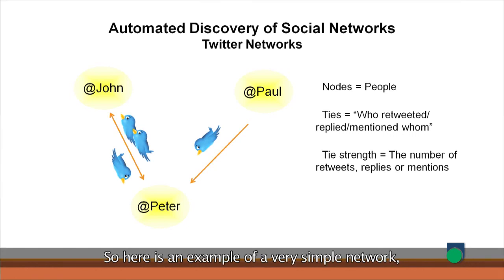So here's an example, a very simple network of three users of this platform: John, Paul, and Peter. You can see John and Peter essentially talking to each other. Peter sent two messages to John, and John replied to Peter once. Then you have Paul and Peter. Paul mentioned Peter, but Peter never got back to that person. So we're not sure how strong that relationship is. It's kind of one way at this point.